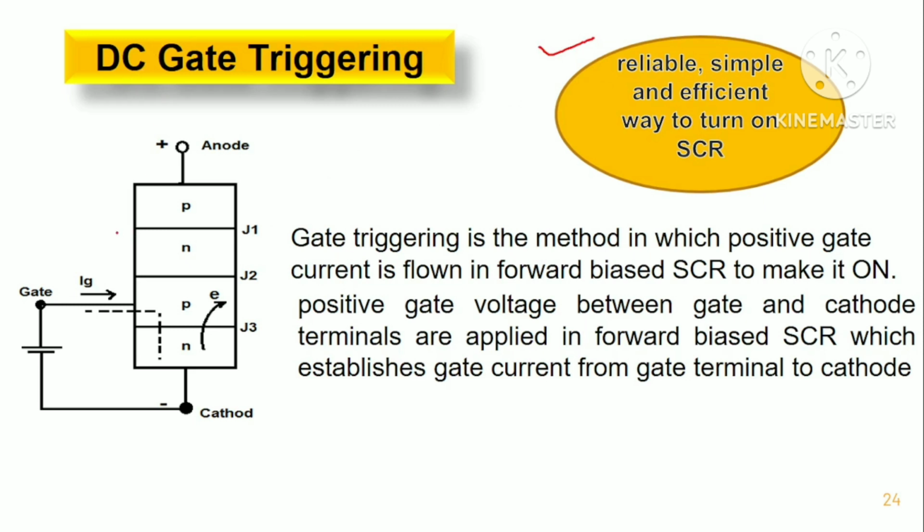In the gate terminal we need to have some extra circuit. This circuit is called a gate circuit, through which, by varying the gate supply voltage, the gate current also increases. A positive gate voltage between the gate and the cathode is applied, so a gate current is established. This gate current will allow the junction J2 to break down.